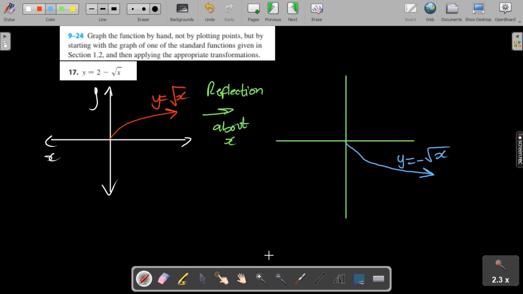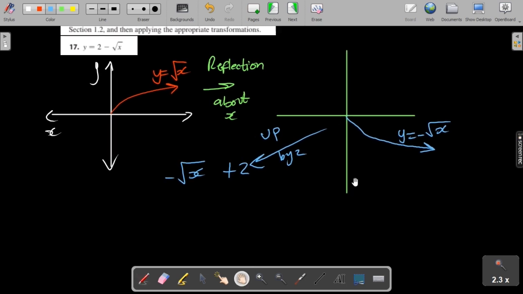Well, that's not all that happened to it. Finally, we have a translation. And that translation is 2 units up. So you can rearrange this if it helps. You can write it like this, so that you can clearly see that 2 units were added, or we have a shift upwards by 2 units. So that's the next transformation. After this, then apply this transformation, which is a shift up by 2.